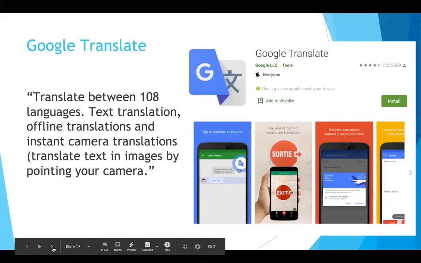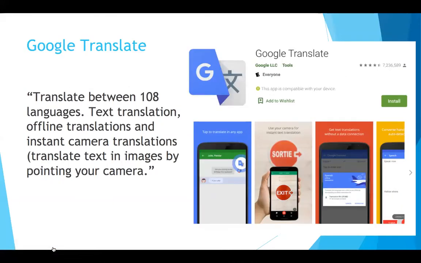Next is Google Translate. So if you're going somewhere where they don't necessarily speak English and you don't know the language, Google Translate would be very useful. You can translate between 108 languages. And also if you see a sign you don't necessarily understand, like a stop sign in France, you can translate it by taking a picture and it will translate it to English for you. So this is very convenient and I would definitely recommend Google Translate.